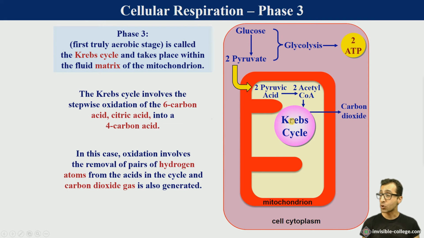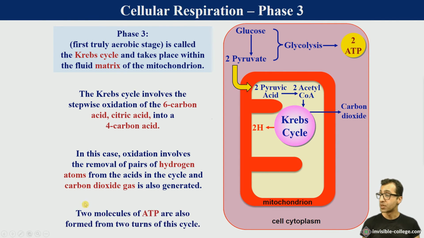So in this case, the oxidation involves removal of pairs of hydrogen atoms. Again, remember the definition of oxidation and reduction with respect to hydrogen atoms. Oxidation is loss, reduction is gain. So we remove pairs of hydrogen atoms from these acids in the cycle, and in so doing, carbon dioxide gas is also generated. So 2 molecules of ATP are also formed from 2 turns of this cycle directly.